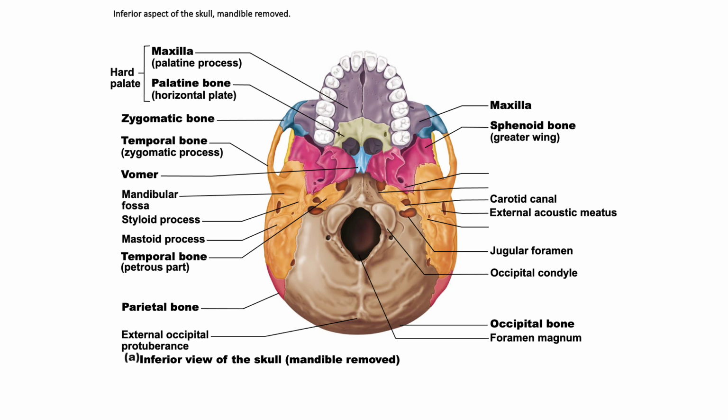Looking from the bottom up, these are the structures we're going to see. We've removed the mandible here so you can see better. I'm going to start off with what we call the hard palate, which is the roof of your mouth.